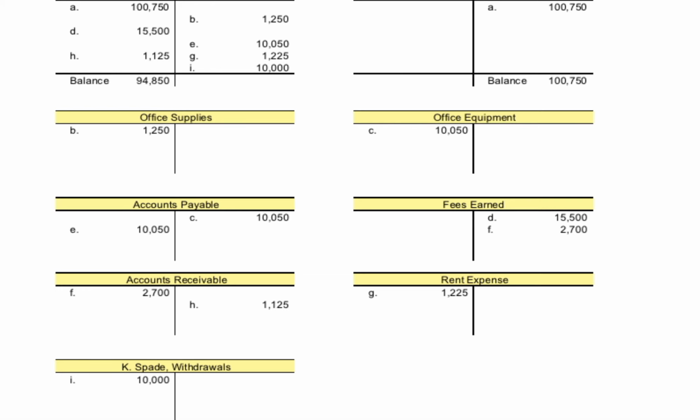Once you fill in the T-charts, then go to the next step, which is to generate the trial balance. Obviously the accounts that only have one entry in them, like pretty much all of them except for cash and fees earned and accounts payable, or I guess accounts receivable, if it has one entry, obviously you don't have to total it. If it has more than one entry, total up the debits, total up the credits, figure out the difference, and put the difference on whichever side is more. So this tells me there's 94,850 more debits than there are credits here. And I would go through and do that for each one.